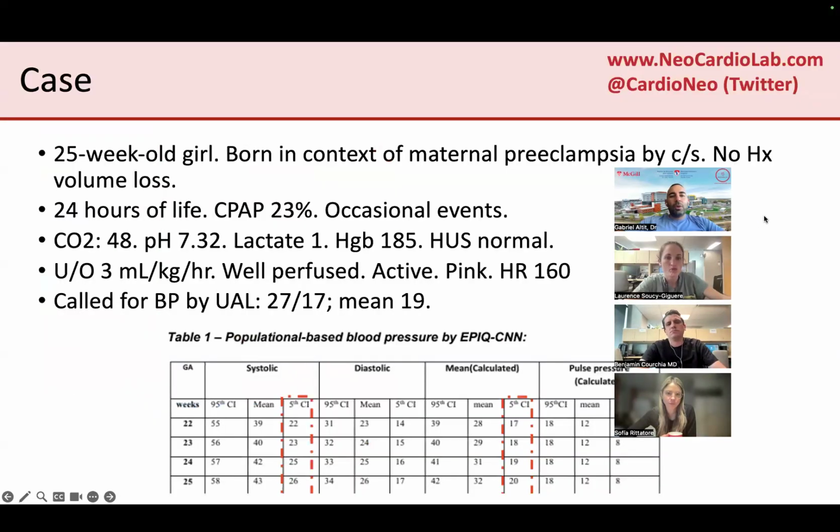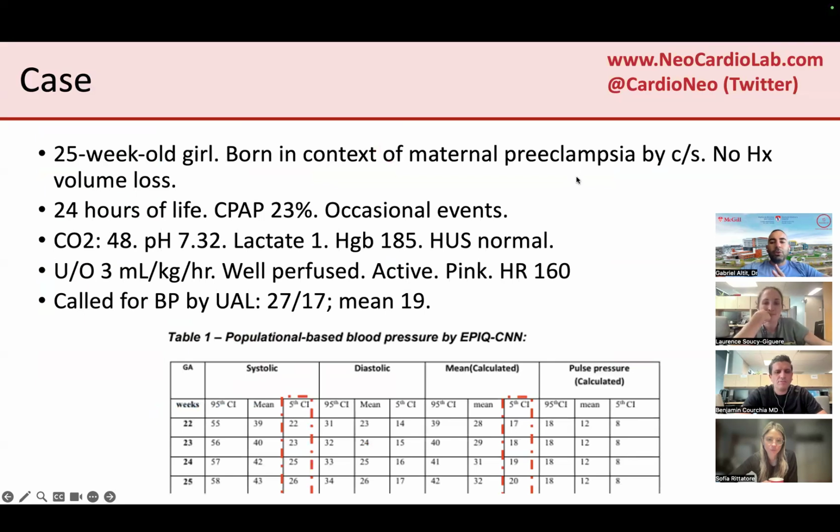You have a 25-week-old girl. She's born in the context of maternal preeclampsia, so there was no history of infection risk factor. It was really for maternal reasons, and potentially an adverse placental environment. This baby is now 24 hours old on CPAP. Minimal oxygen, occasional events, caffeine has started, CO2 is fine, pH is fine, lactate is fine, hemoglobin is fine.